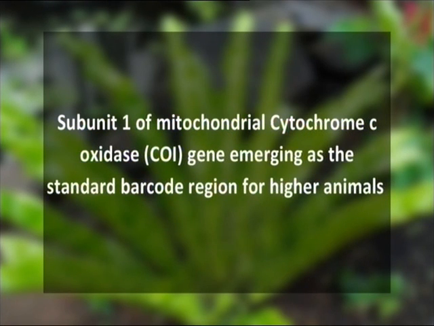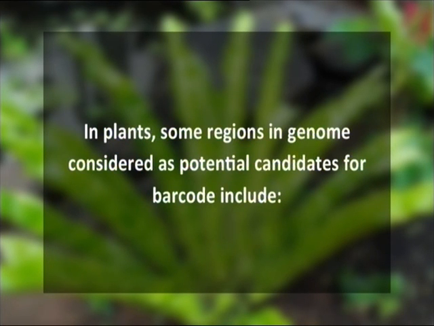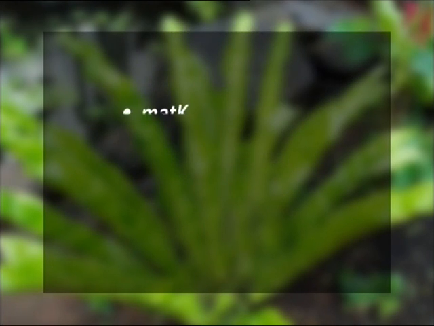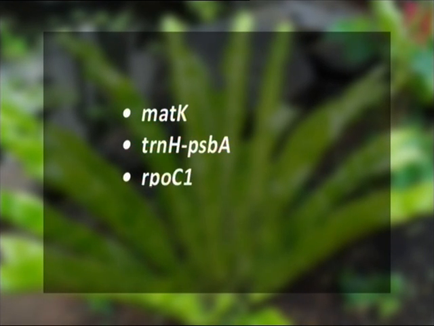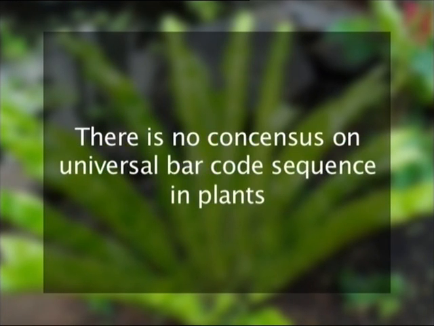Subunit 1 of mitochondrial cytochrome oxidase C, that is the COI gene, is emerging as the standard barcode region for higher animals. In plants, some regions in the genome considered as potential candidates for a barcode include matK, trnH, psbA, rpoC1, rpoB, etc., though at present there is no consensus on a universal barcode in plants.